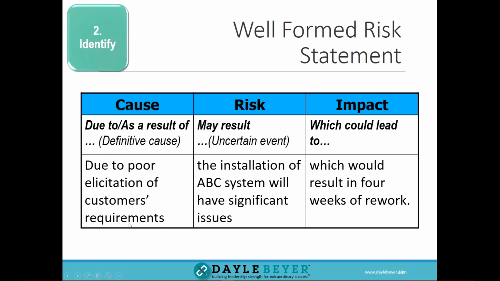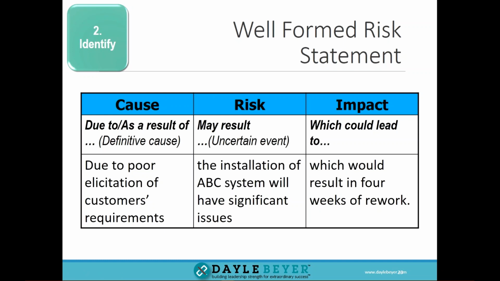Here is the well-formed risk. Due to poor elicitation of customer requirements, that's your cause. This is the risk itself: the installation of ABC system will have significant issues. That's your uncertain event. The impact which could lead to or would lead to is 4 weeks of rework. How do you know you have a well-formed risk? Because you can define the impact in time and money. This is the value that fixing or preventing this risk is providing to your organization.